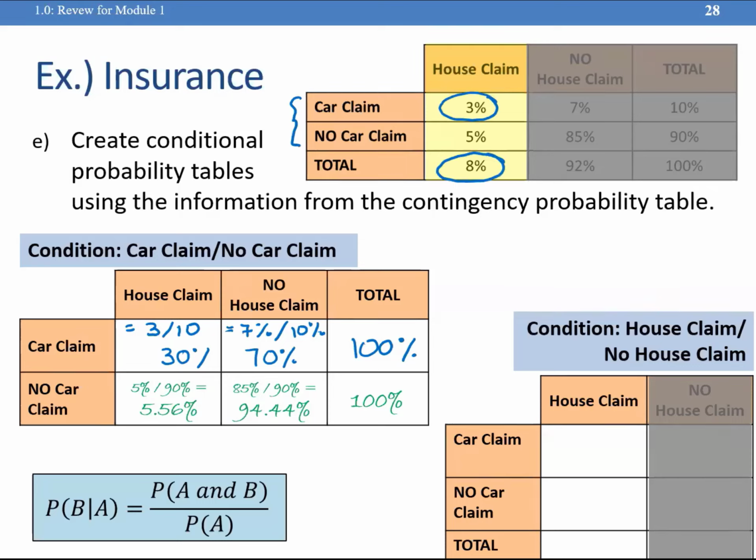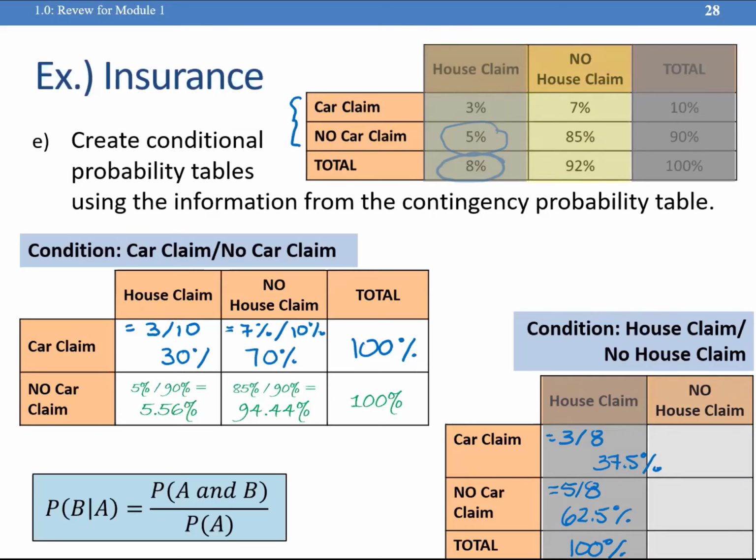And you can say the probability of a car claim given a house claim is going to be equal to 3 divided by 8, or 37.5%. And similarly, when I'm looking at no car claim, I would have the 5 divided by the 8, or 62.5%. And if I total up, this should validate that it's 100%.